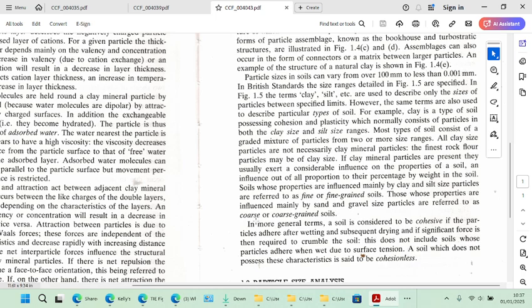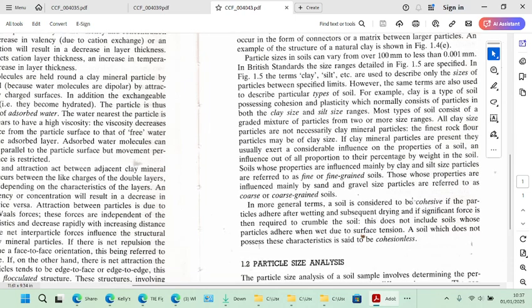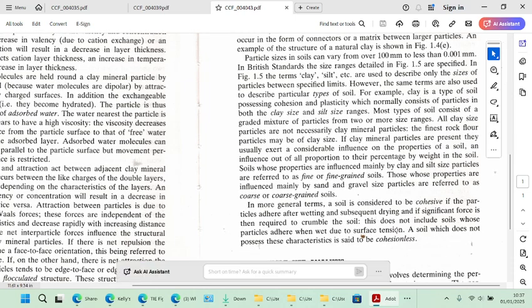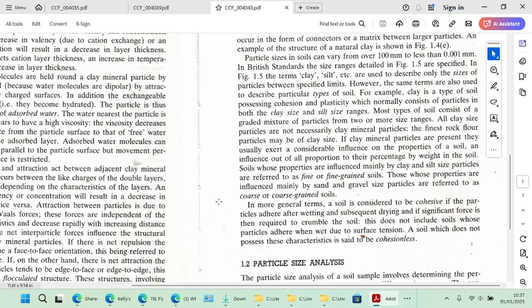In more general terms, a soil is considered to be cohesive if the particles adhere after wetting and subsequent drying, and if significant force is then required to crumble the soil. This does not include soils whose particles adhere when wet due to surface tension. A soil which does not possess this characteristic is said to be cohesionless. So that's one. The last paragraph I could actually understand.